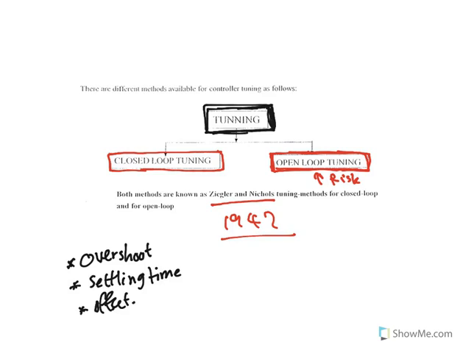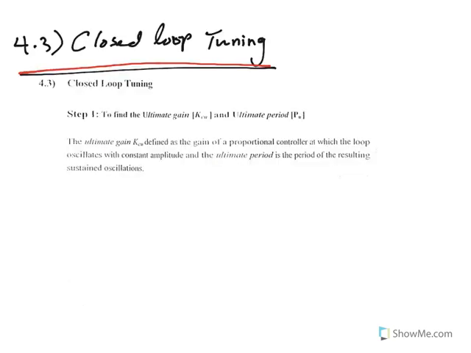So these are names after those scholars. So this procedure is very important for the closed loop tuning. Step one is to find the ultimate gain, KCU, and the ultimate period, which is PU.